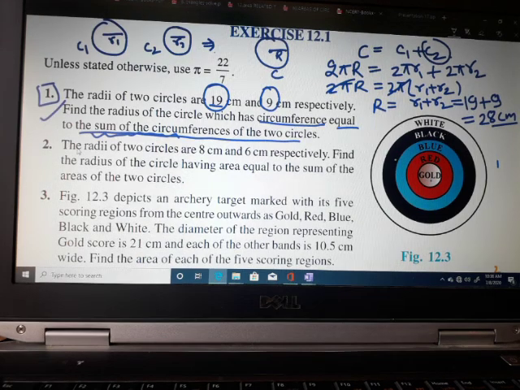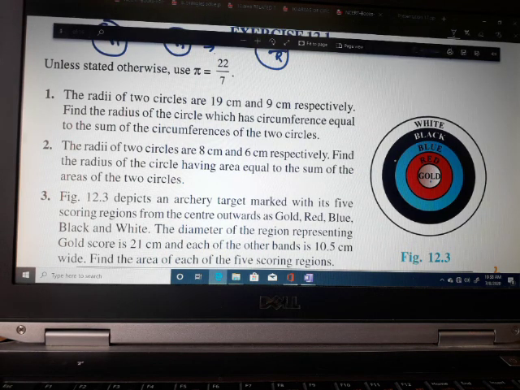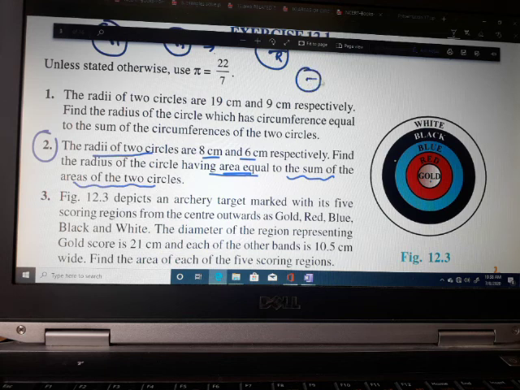Next question, question number 2. Let's read the question. The radii of two circles are 8 and 6 centimeter. Find the radius of the circle having area equal to the sum of the areas of the two circles. Let's consider two circles, the first circle with radius r1, the second circle with radius r2, and finally the final circle with radius r, with area equal to this one. So capital A equals A1 plus A2.